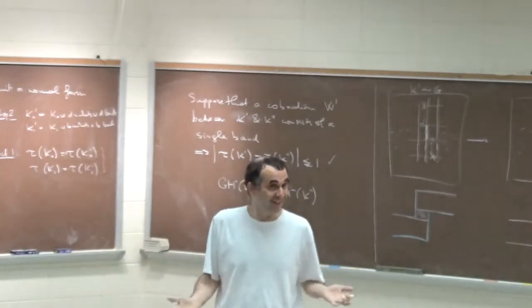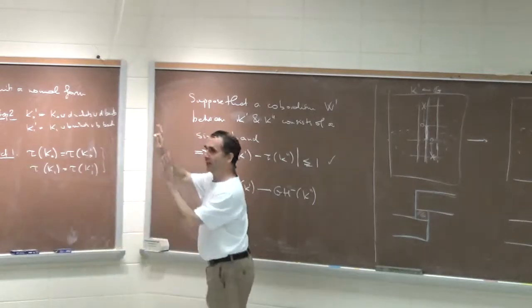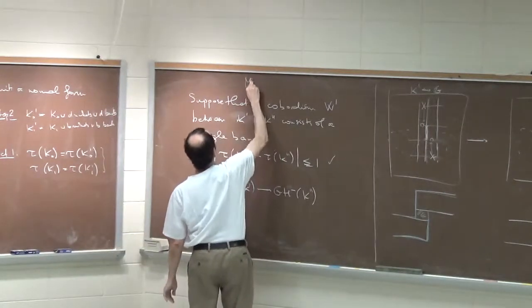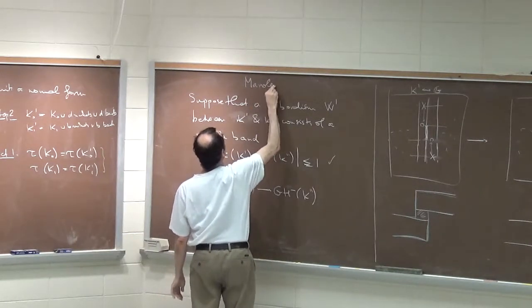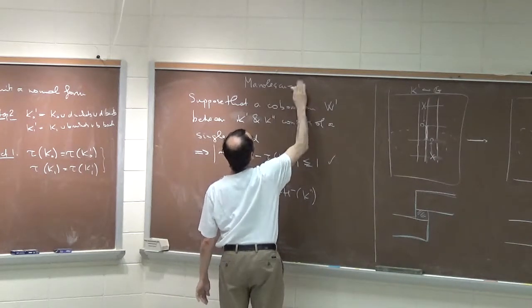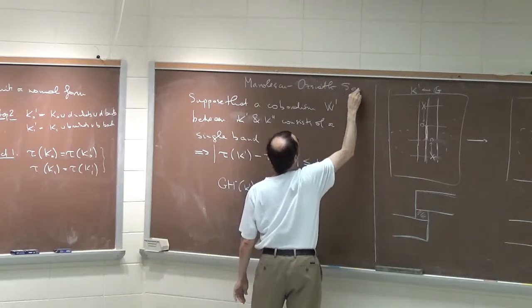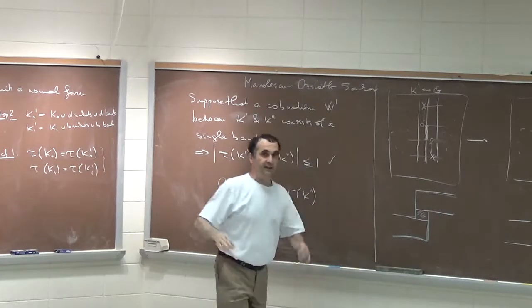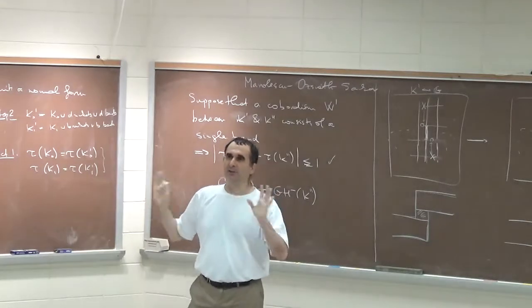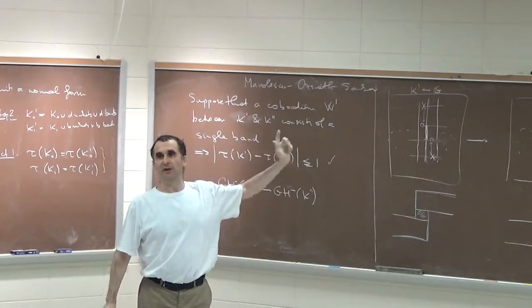So I should add some names, maybe. This whole grid approach was pioneered by Ciprian Manolescu, Peter Ozsváth, and Sucharit Sarkar. And the completely combinatorial approach was done by Manolescu, Ozsváth, Szabó, and Thurston.